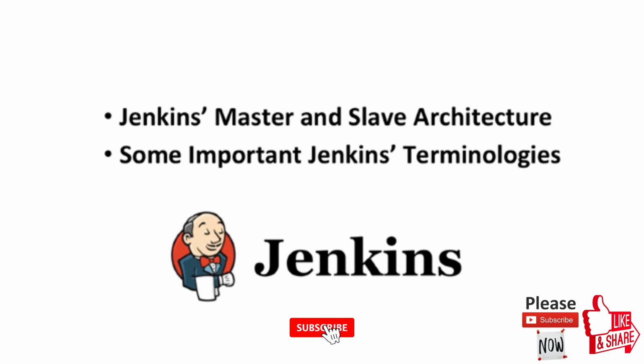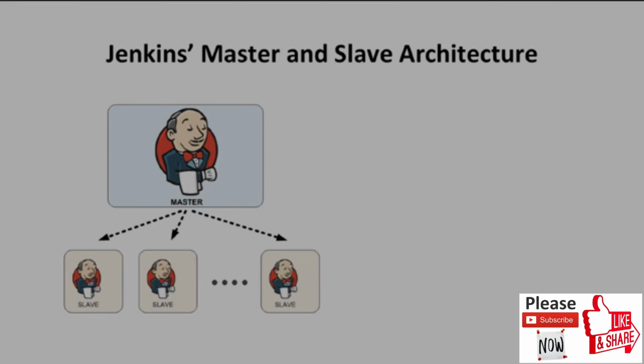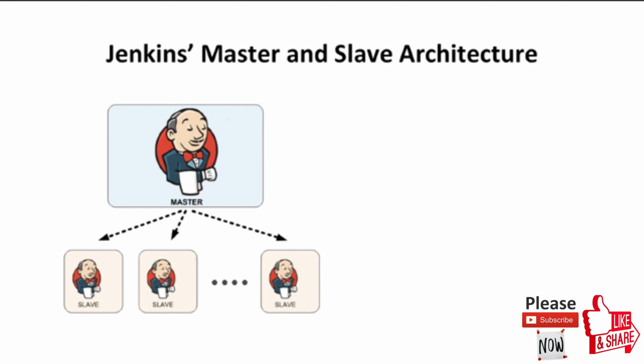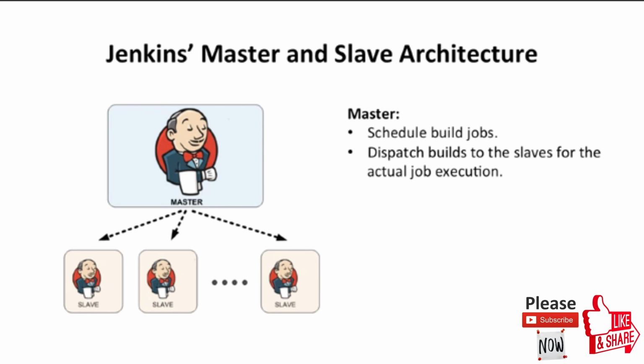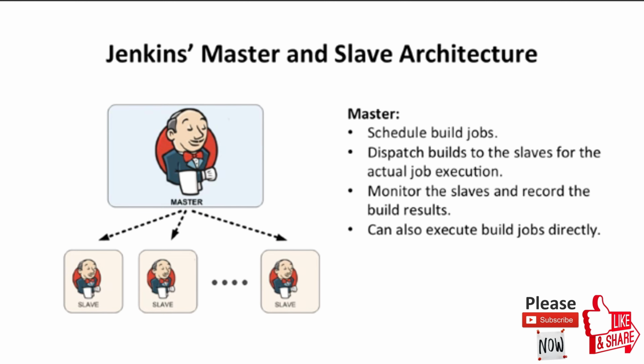In this lecture, we're going to take a look at Jenkins Master Slave architecture and introduce some important Jenkins terminologies. Jenkins uses a master and slave architecture to manage the distributed builds. The master's job is to handle scheduling build jobs, dispatching builds to the slaves for the actual job execution, monitoring the slaves and recording the build results and presenting the build reports. It's worth mentioning that even in a distributed architecture, a master instance of Jenkins can also execute build jobs directly.